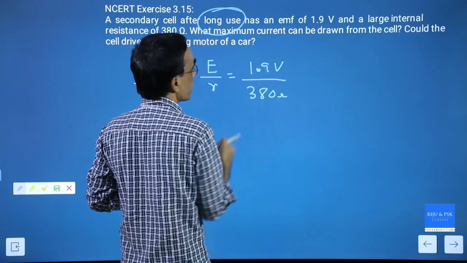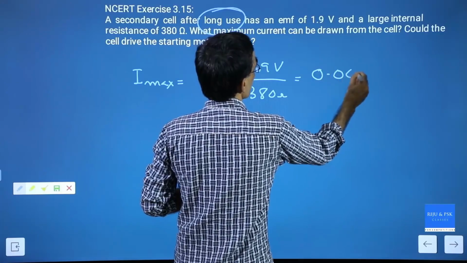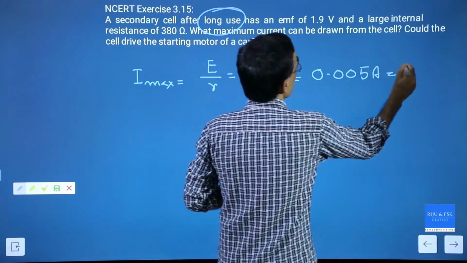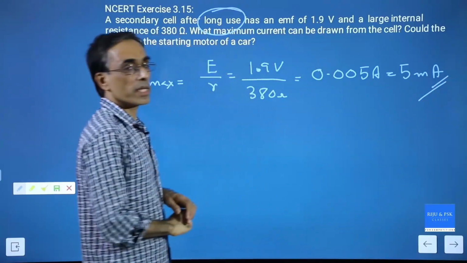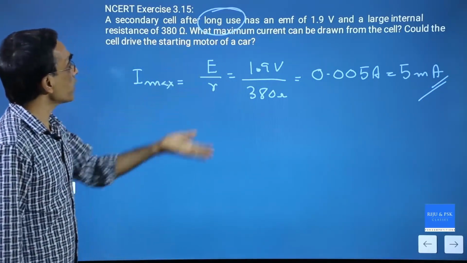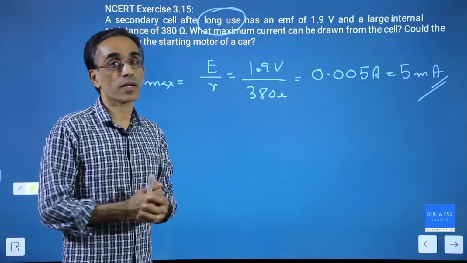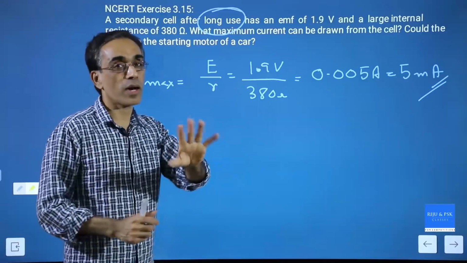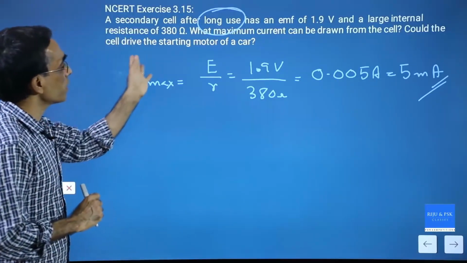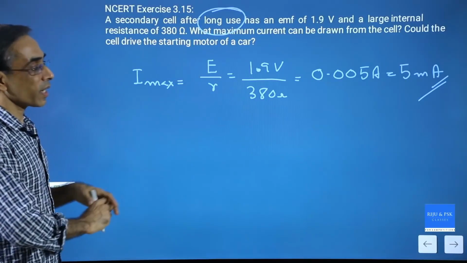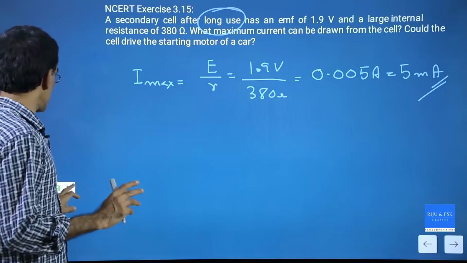Very good, 19 is a multiple. So this gives you 1 by 2, and this gives you 0.005 ampere. I think it's 5 milliampere, isn't it? It's 5 milliampere. But to start a car, you need a much higher, stronger current. With 5 milliampere, maybe your toy car will start, not your original car. So you can't use this cell for starting. So what to do? You have to buy a new cell. Your battery should be changed.